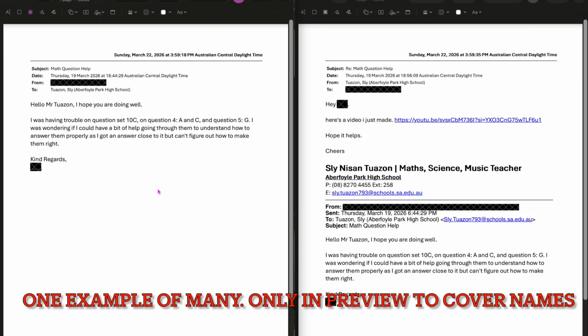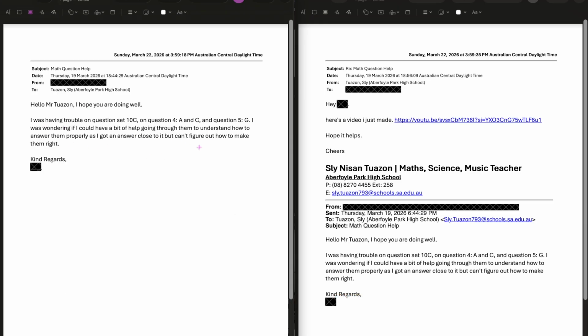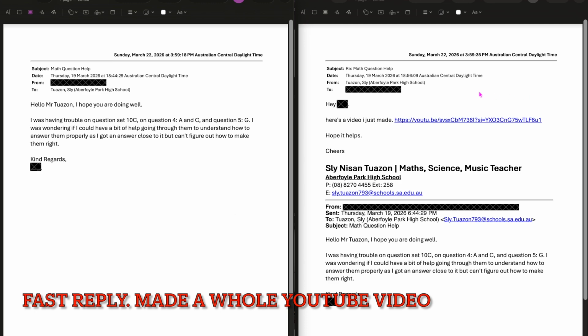I've only put it into preview so I could redact the names properly instead of using Outlook to show it live. So you can see this particular student emailed me at 6:44 p.m. in the evening, and they've been very clear on what questions they needed help with. And you can see on this side that I replied within 12 minutes at 6:56 p.m. the same day, and I made a help video on YouTube in my response.